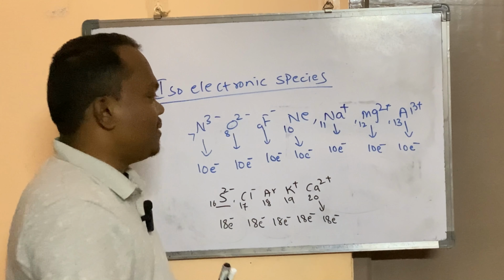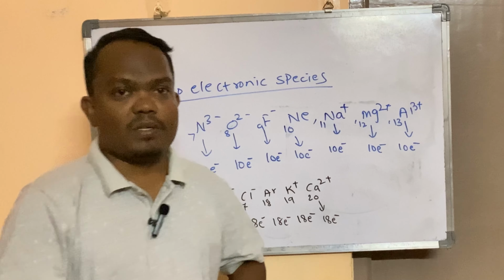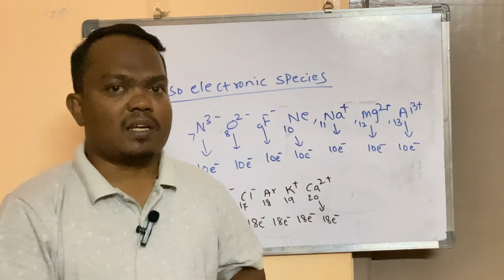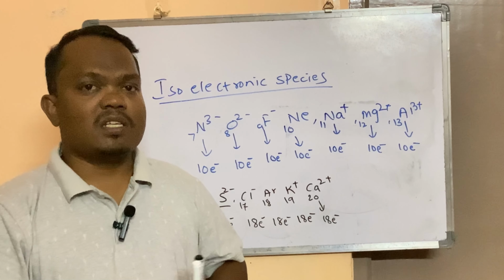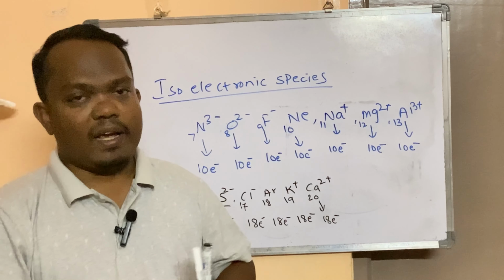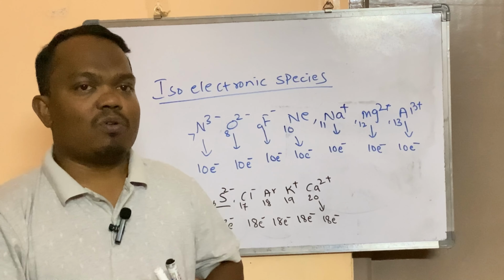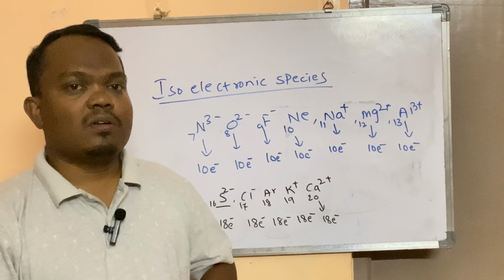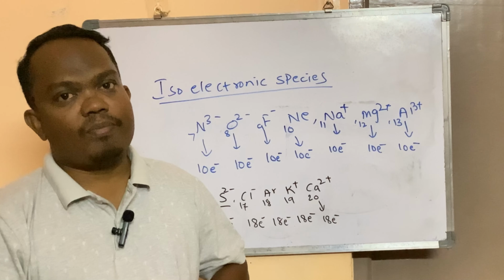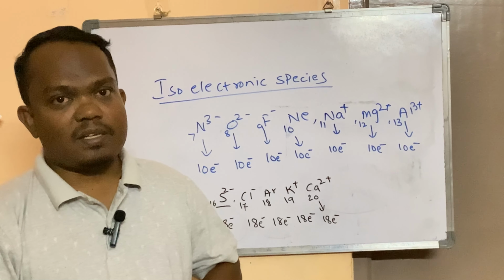I hope you understand this concept of isoelectronic species. Isoelectronic species are nothing but the species which contain the same number of electrons. I hope these concepts are clear.